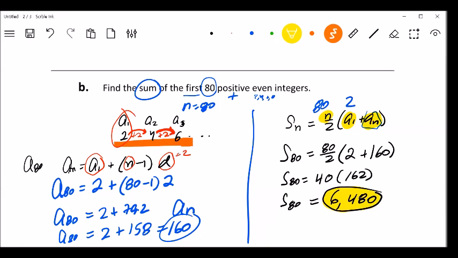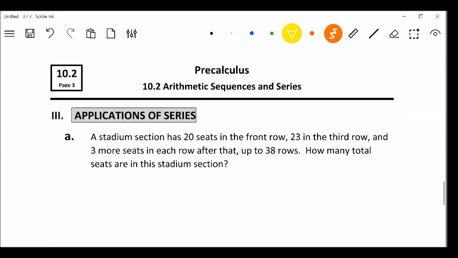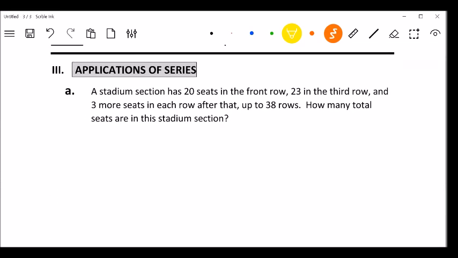Okay, now let's do an application that involves finding the sum of a sequence or a series, I should say. A stadium section has 20 seats in the first row, and 23 in the next row, and 26 in the next row, because there's 3 more each time, all the way up until one really big long one, that 38th row. So it's first row, second row, third row, and then 38th row, and a lot in between.